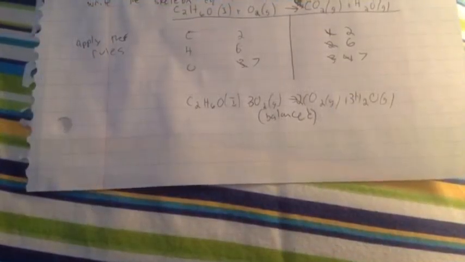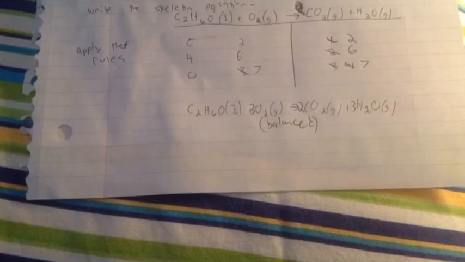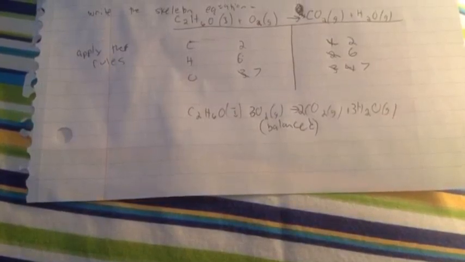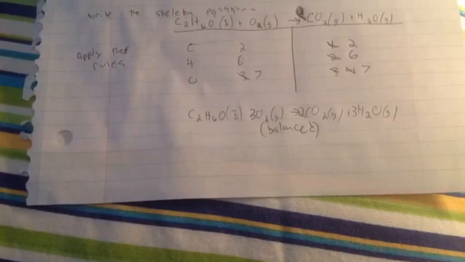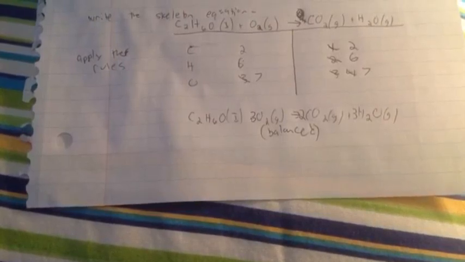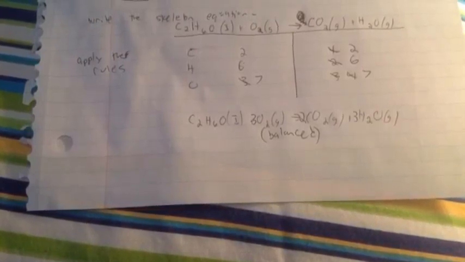Writing equations for combustion reactions. First, you start with the skeleton equation, which is ethanol plus oxygen yields carbon dioxide plus water. Then you make your T-chart, which has 2 carbons on the left and 1 on the right, 6 hydrogens on the left and 2 on the right, 3 oxygens on the left and 3 oxygens on the right.